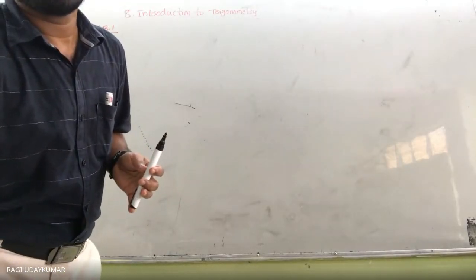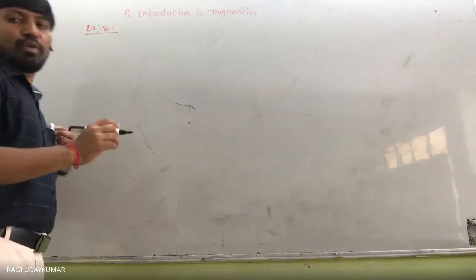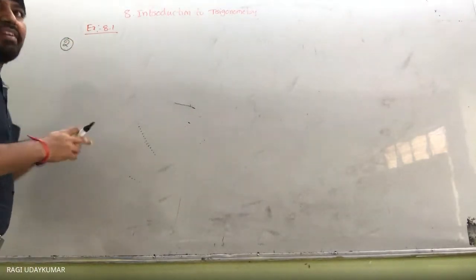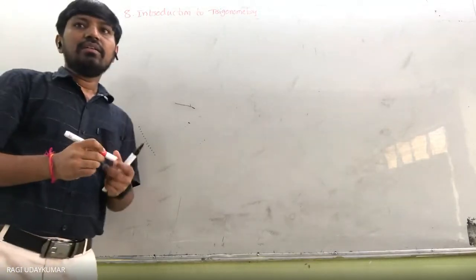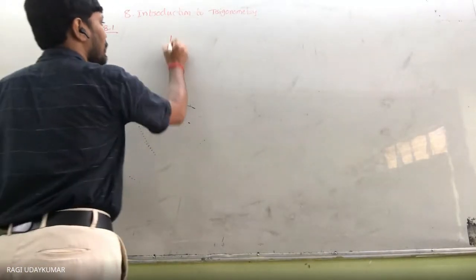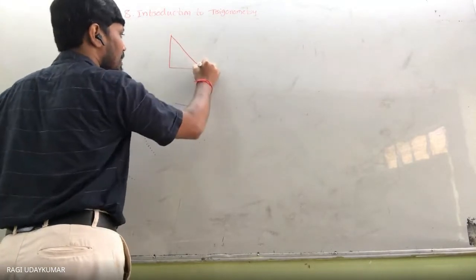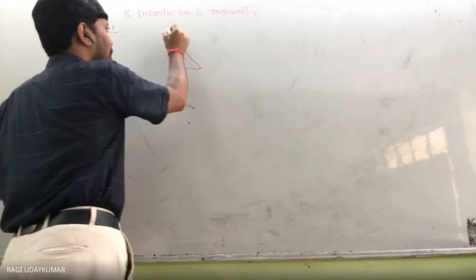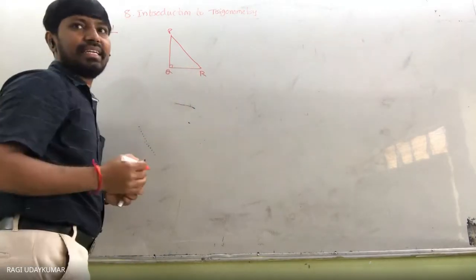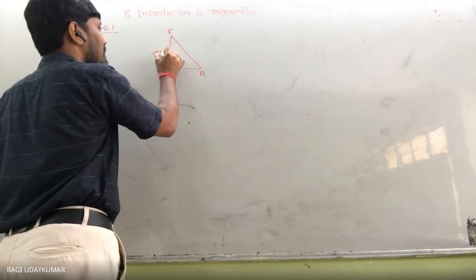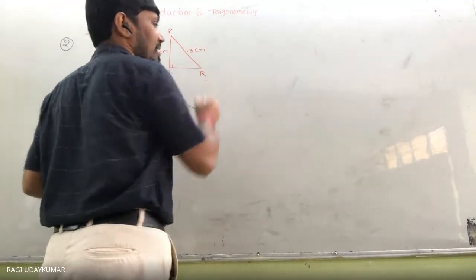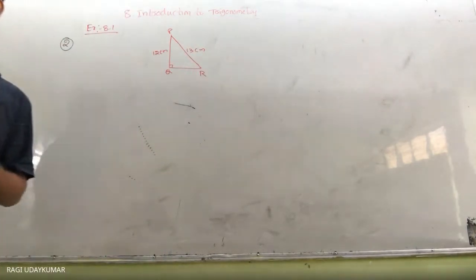So exercise 8.1, the second problem here. The question is given to you. One figure is given, figure 8.13, and PQR is given to you. See here, in triangle PQR, angle Q is 90 degrees, and here it is given 12 centimeters. Here it is 13 centimeters. So can anyone tell me what is the QR?